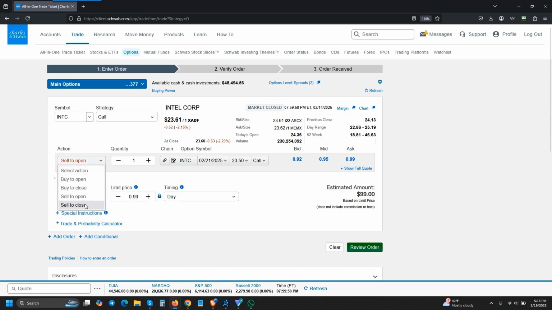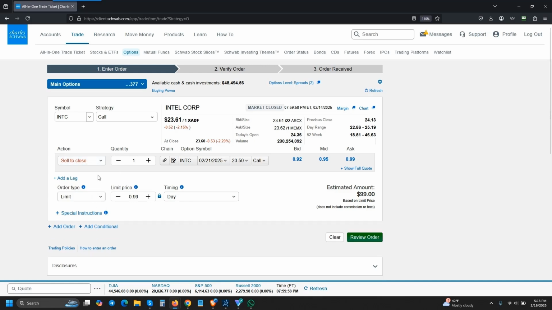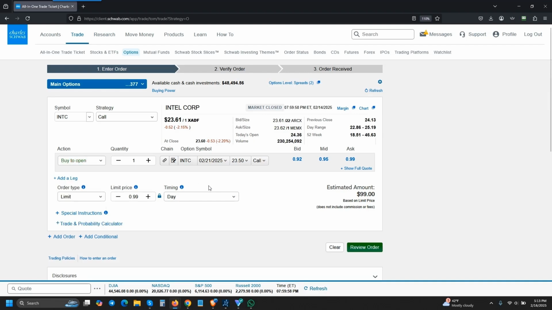And the other thing is you could sell to close, which means I already own the option and I'm going to sell it to close my position. So I'm either opening or closing a position when I start trading an option. In this case, I'm going to buy to open a position because I'm just buying the call option. It means my total exposure is what I'm paying for the option.